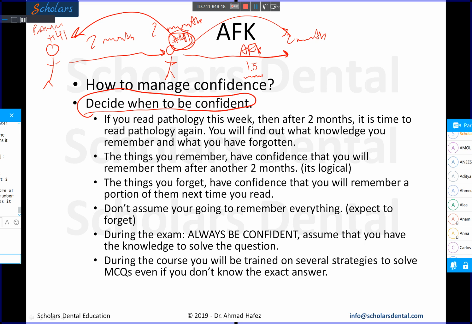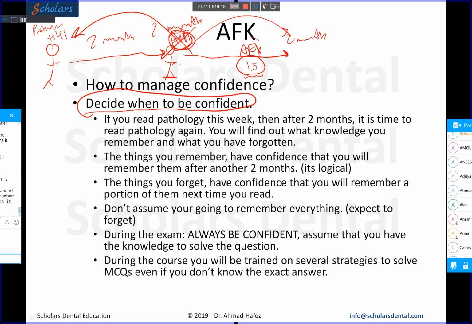Either you didn't get good sleep, maybe you were stressed, maybe fear. So the reason why you don't remember things is not you not having the knowledge. Most of the time, it's other things. So here, you have to have confidence that, look, I read this 2 months ago. I remember it today. The exam is 1.5 months away, so I should remember this card 1.5 months away. So I don't need to read this. That's that simple, right? That way you just eliminated what you don't need to read.